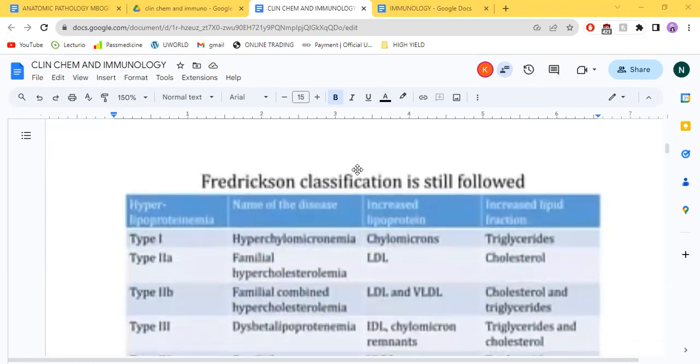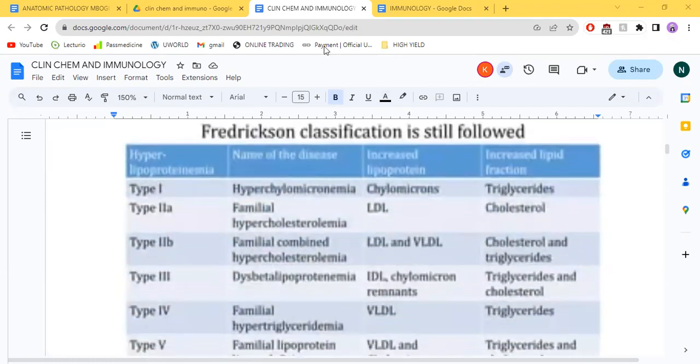This one was about hypercholesterolemia and management. So this table shows the Fredrickson classification of the hypercholesterolemias, and we can go through it. Type 1 is usually called hyperchylomicronemia. What is increased is the chylomicrons. It's even in the name. So the increased lipid fraction is the triglycerides. Then type 2A, also known as familial hypercholesterolemia.